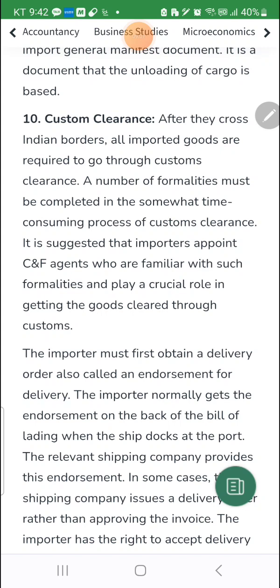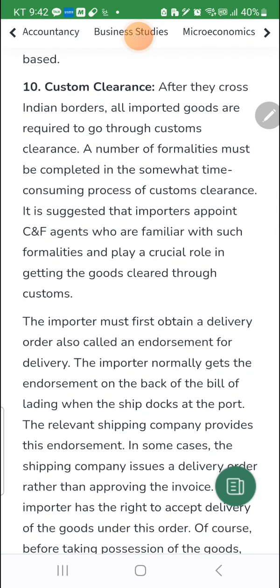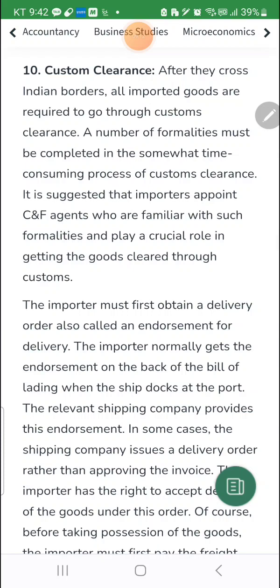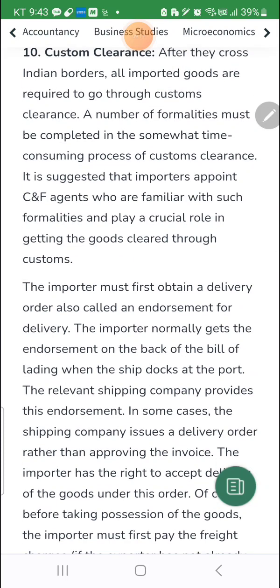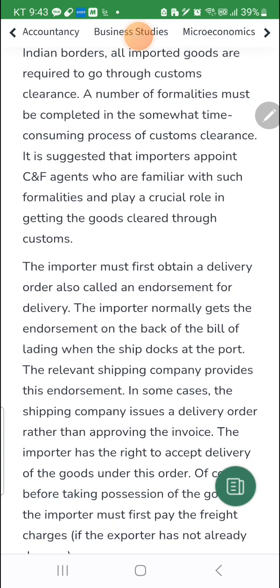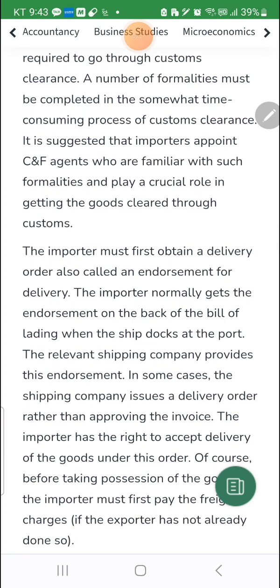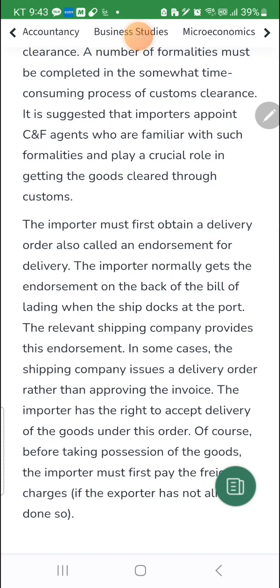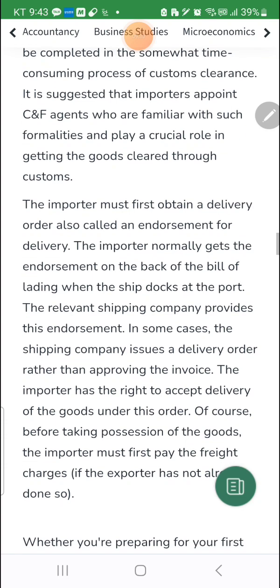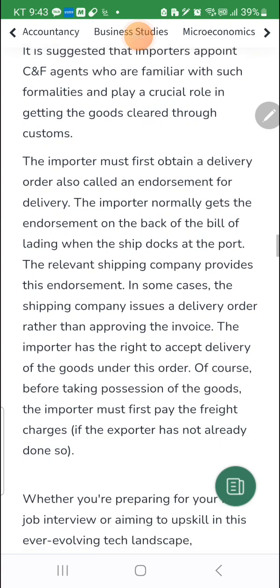10. Customs clearance. After they cross Indian borders, all imported goods are required to go through customs clearance. A number of formalities must be completed in the somewhat time-consuming process of customs clearance. It is suggested that importers appoint CNF agents who are familiar with such formalities and play a crucial role in getting the goods cleared through customs.